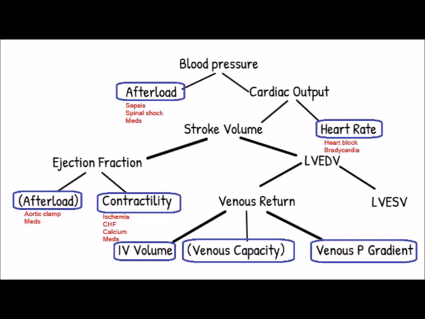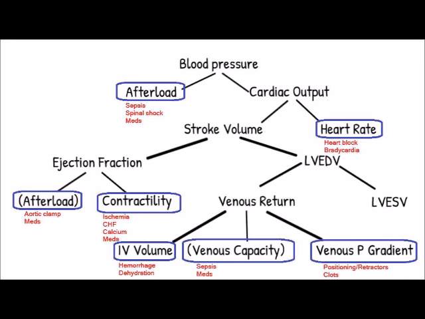If we know it's a contractility problem, it could be ischemia, congestive heart failure, or medication or electrolyte problems. If the volume is low, it could be from hemorrhage or dehydration. A high venous capacity could be caused again by sepsis or by certain medications that are dramatic venodilators. And a venous pressure gradient problem could be caused by a head-up position, by retractors placed in the abdomen, or by large clots in the venous system.